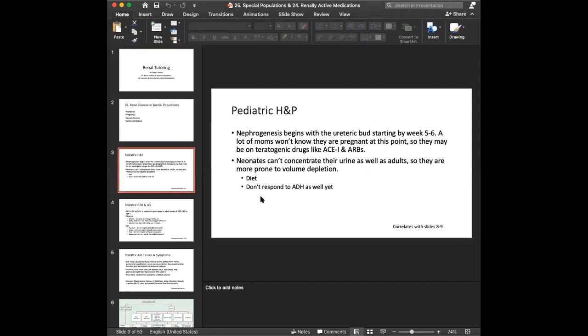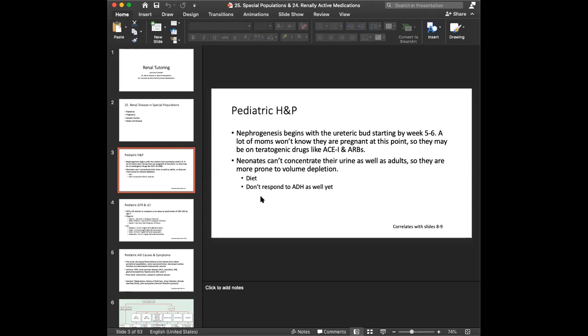So pediatric H&P looks a little bit different than adult. Nephrogenesis starts with the ureteric bud, starting by week 5 and 6. At this point, moms may not know that they're pregnant. So they could be on drugs that have that teratogen risk, like ACE inhibitor or ARB.